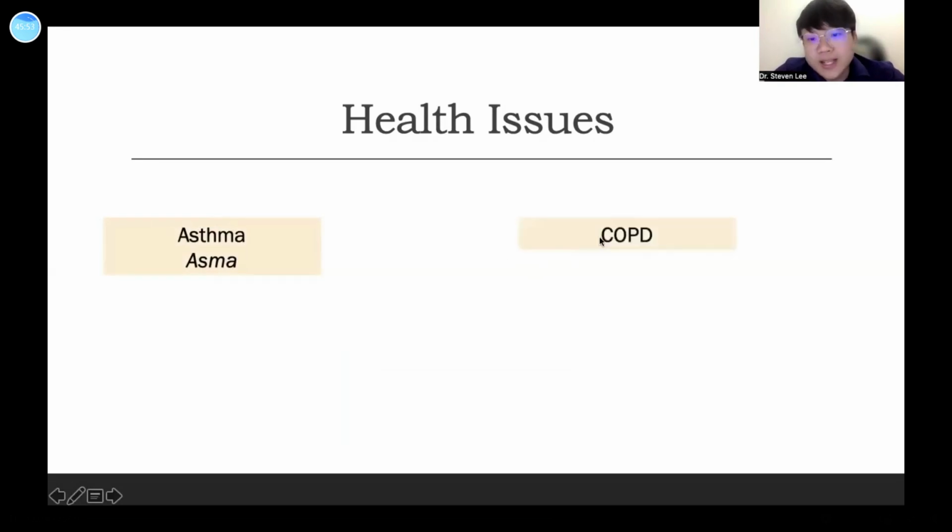1 is asthma, 2 is COPD. Your textbook has made a mistake. Your textbook says asthma is COPD. This is super wrong. It proves that the person who wrote the textbook really has no medical knowledge. Asthma is asthma, COPD is COPD, not the same. They can overlap, they can happen together, but they are not the same disease.